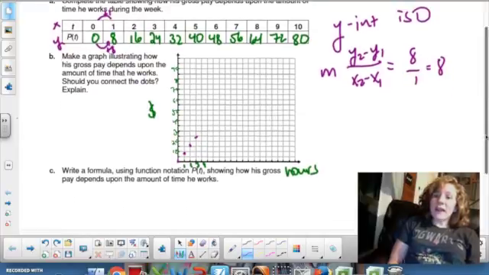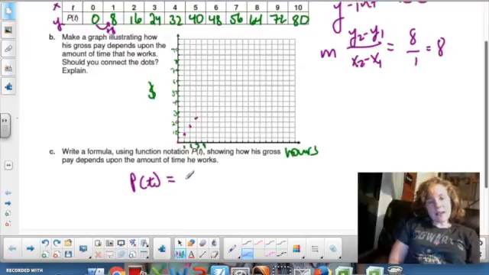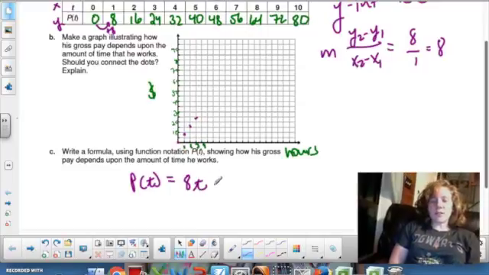So when I write an equation for that, I'm going to have P of T is equal to slope of 8, which means I am multiplying 8 by my, not x, T, multiplying 8 by my time. And since my y-intercept is 0, I would have a plus 0 there or nothing.